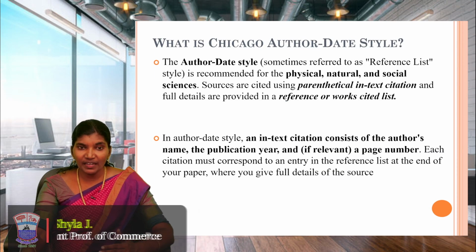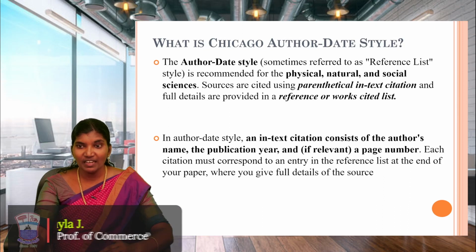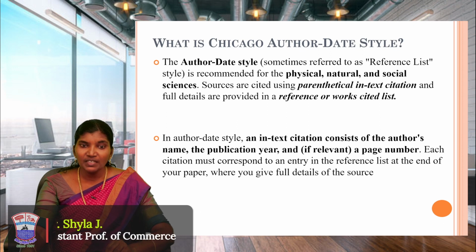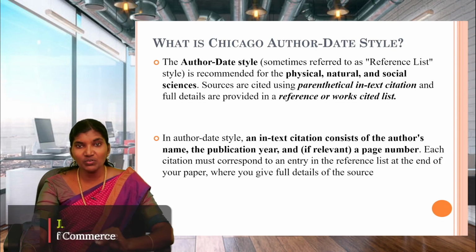And the relevant one is the Chicago author-date style, sometimes referred to as reference list. It is recommended for the physical, natural and social sciences. So if your research is related to any one of these subjects, physical, natural or social science, you can apply this Chicago author-date style. In author-date style, an in-text citation consists of the author's name, the publication year, and if relevant a page number also you can enclose.